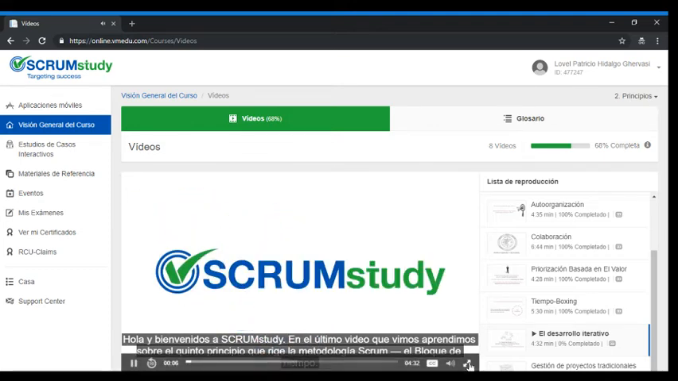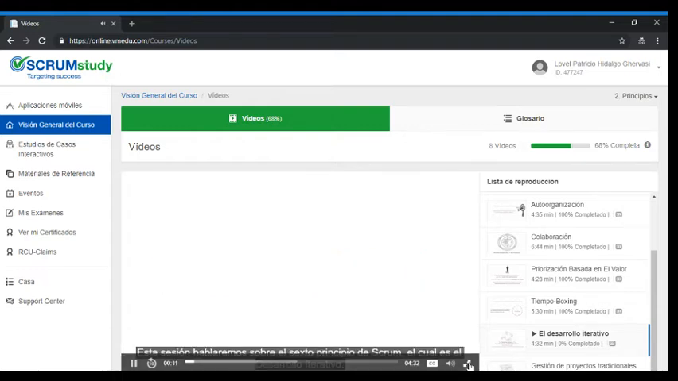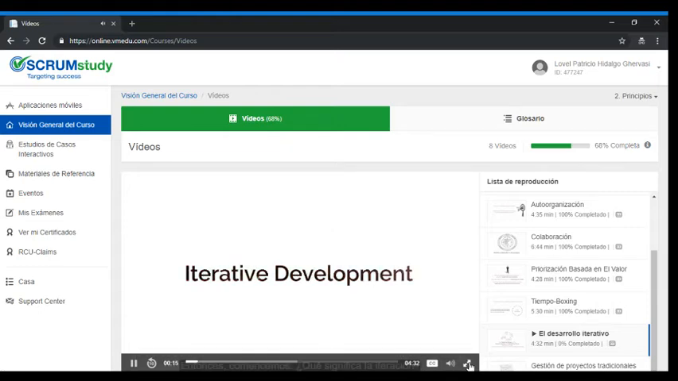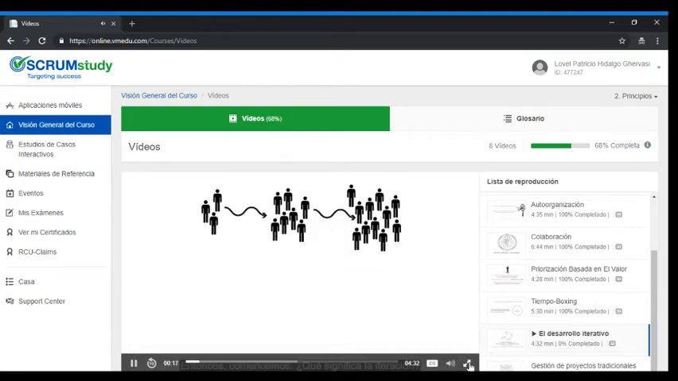In the last video, we saw the 5th principle governing the Scrum methodology, time boxing. This session will introduce you to the 6th Scrum principle, which is iterative development. So let's get started. What does iteration mean?